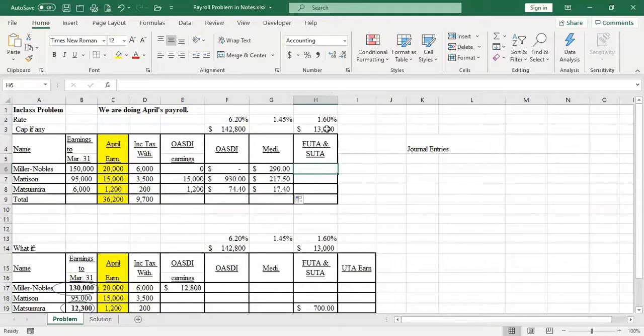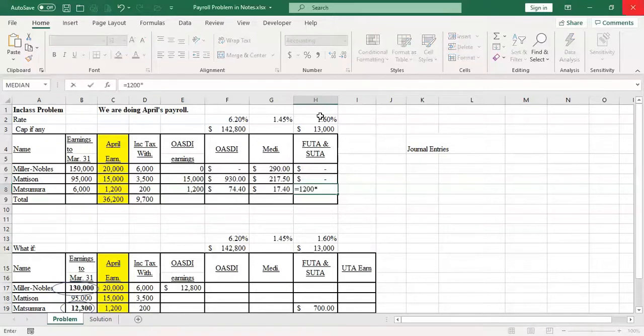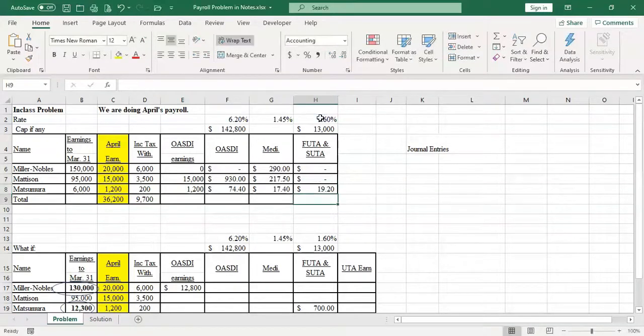Unemployment, 13,000 is the cap. So you pay only on the first $13,000 you made. Or it was paid on Miller a long time ago. It was paid on Madison a long time ago. For Matsumura, there's still another $19.20 I have to pay because they have not reached the 13,000.